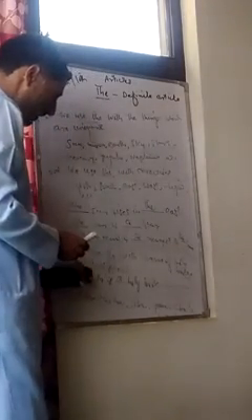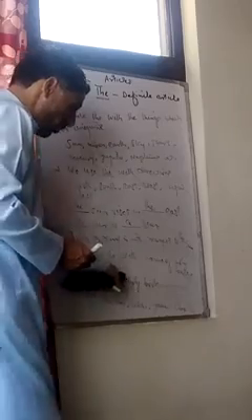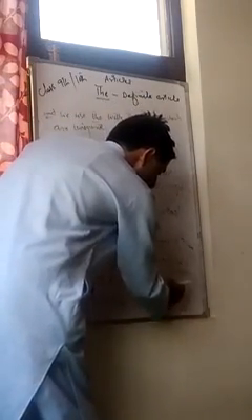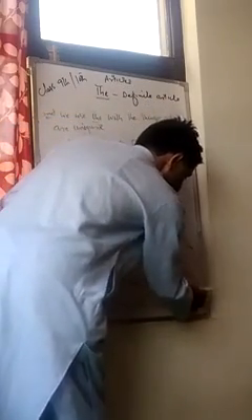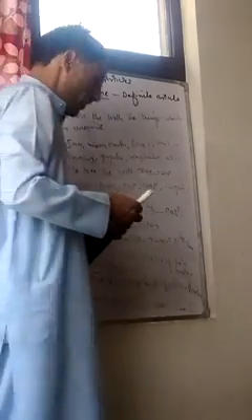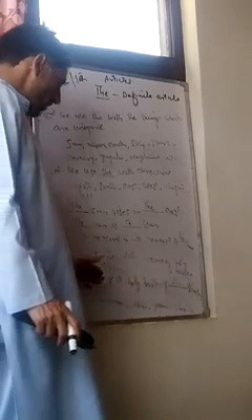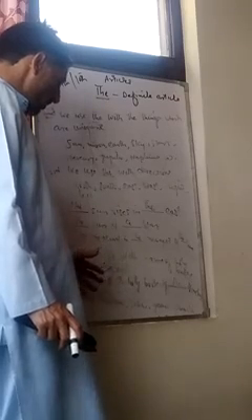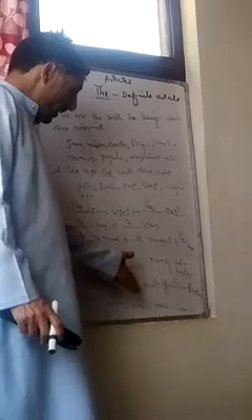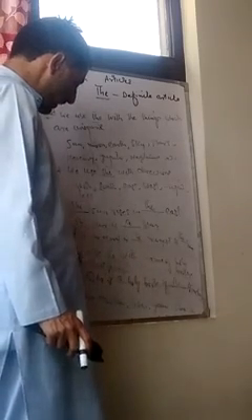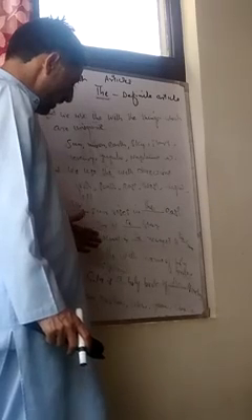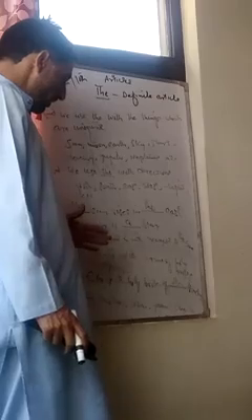If we add here: the Gita is a holy book of a blank, dash Hindus. And dear students, we write: the Gita is a holy book of the Hindus. This is the name of a community, dear students. In the same manner: the Quran is a holy book of the Muslims. And we can write here: the Granth Sahib is a holy book of the Sikhs. The Bible is a holy book of the Christians.